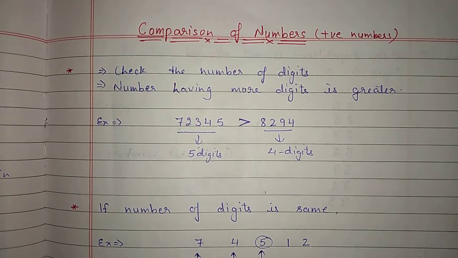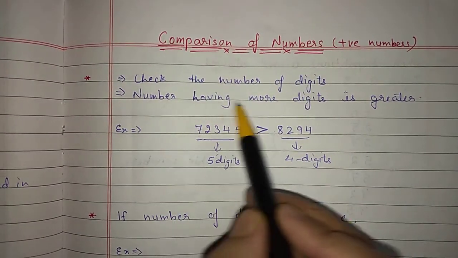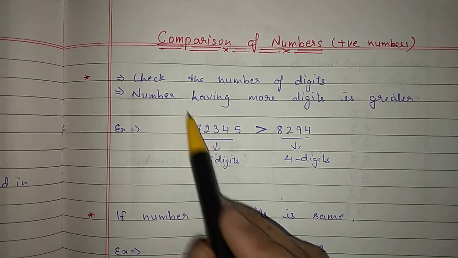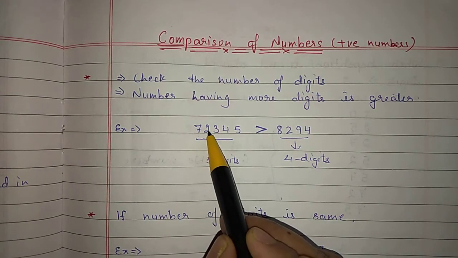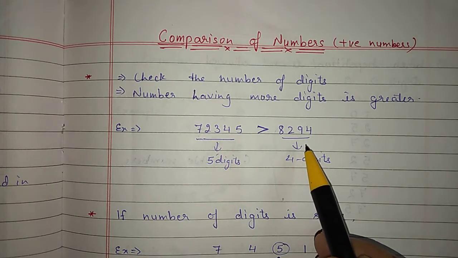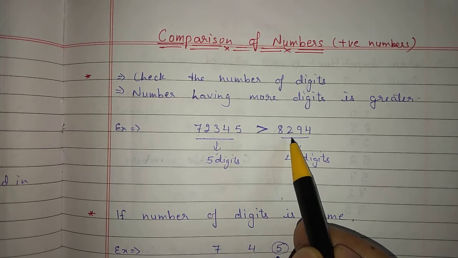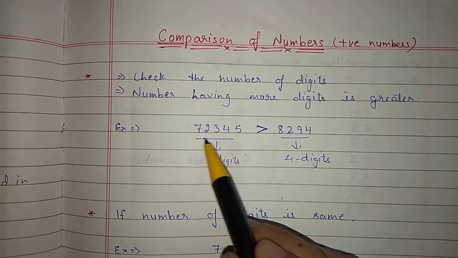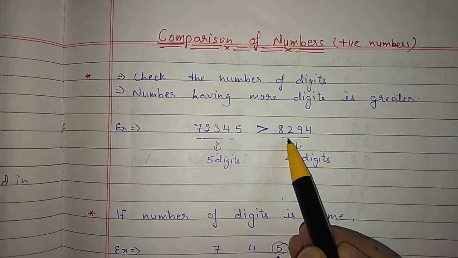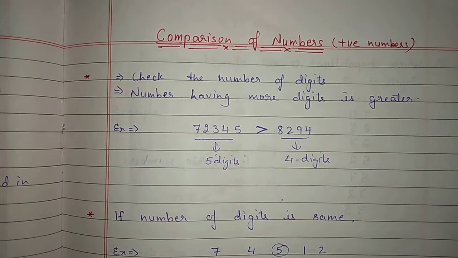After place value and face value, next we have comparison of numbers. Here we are comparing natural numbers, or we can say positive numbers. To do the comparison, first we have to check the number of digits. You can see one example here. The first number has 1, 2, 3, 4, 5 digits, and the second number has 1, 2, 3, 4 digits. Always the number having more digits is greater than the other number. So in this case you can write directly that the first number, having 5 digits, is greater than the second number, having 4 digits.